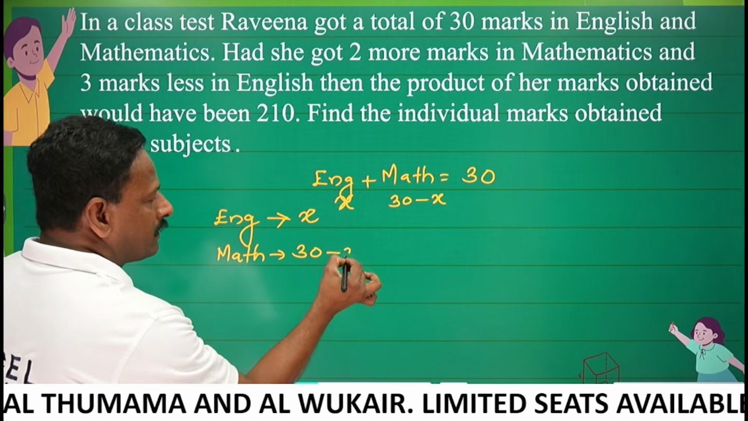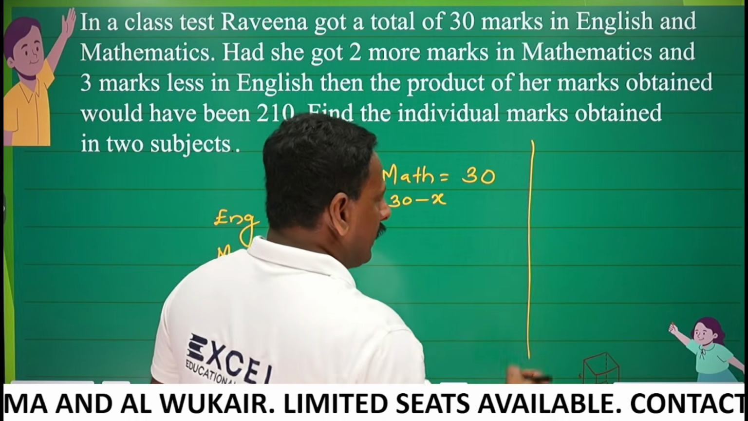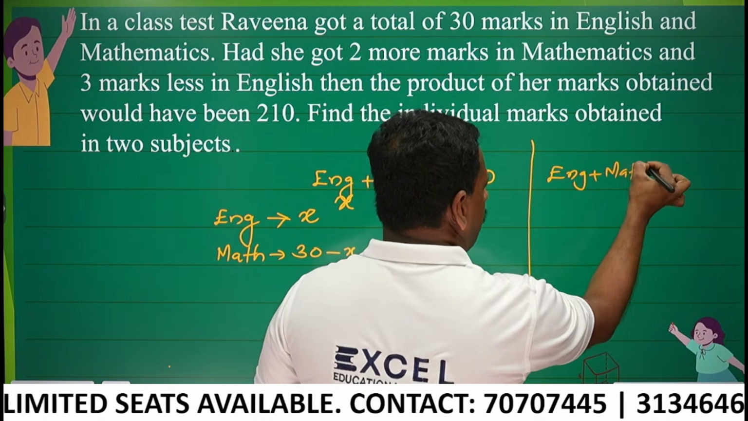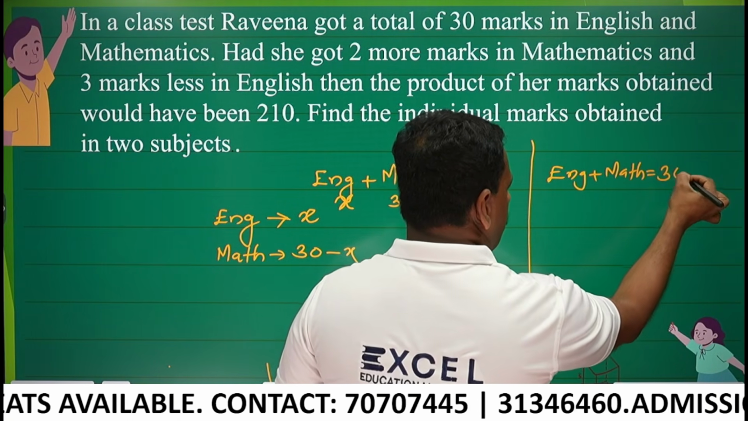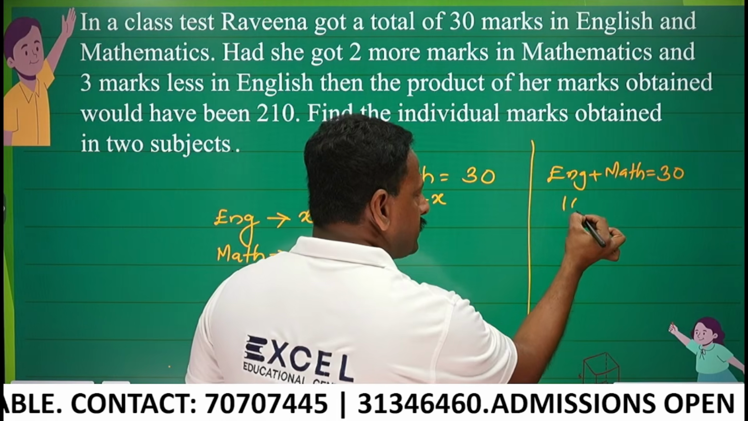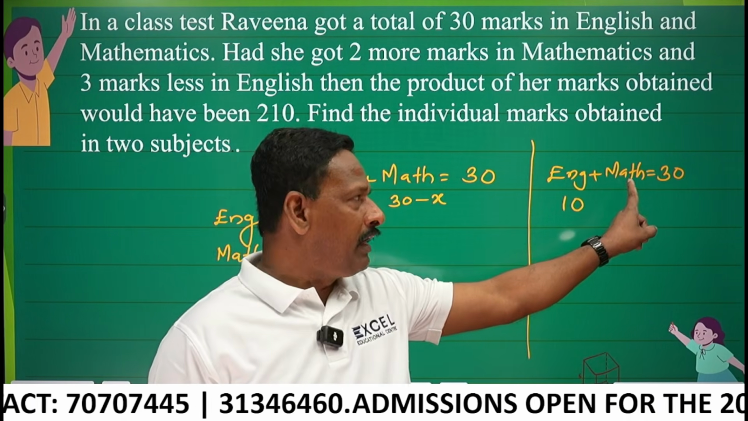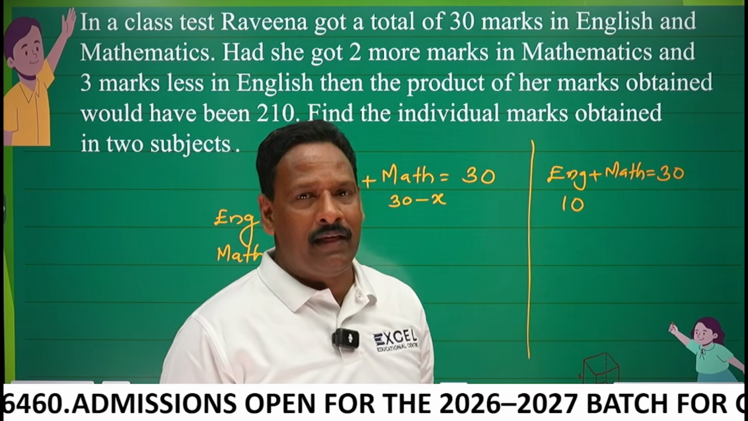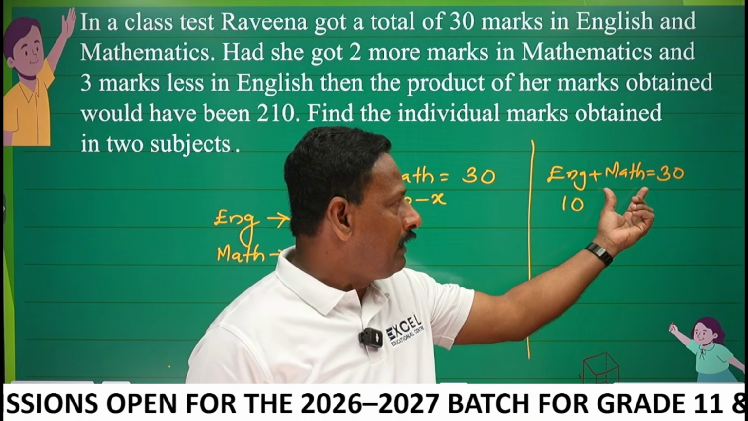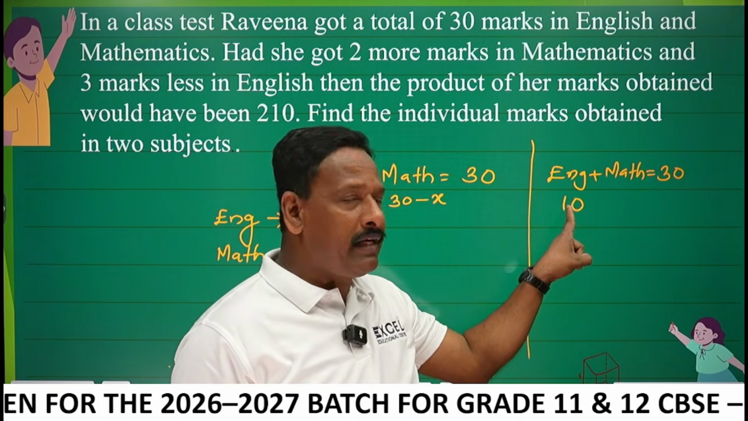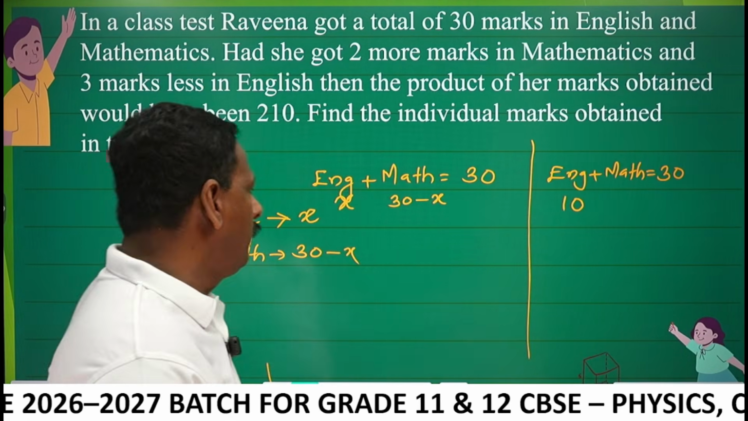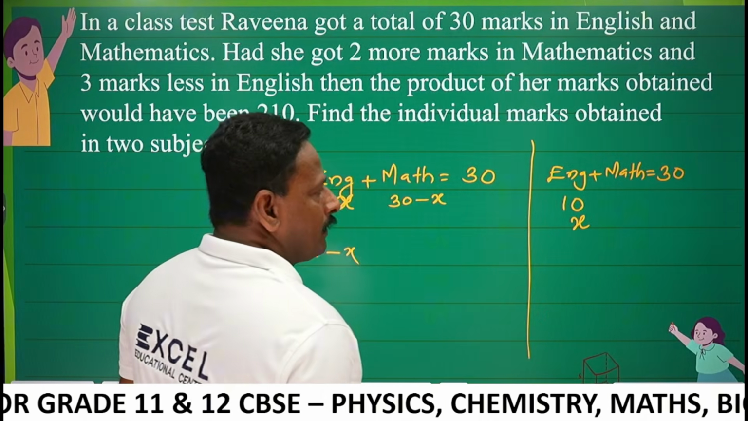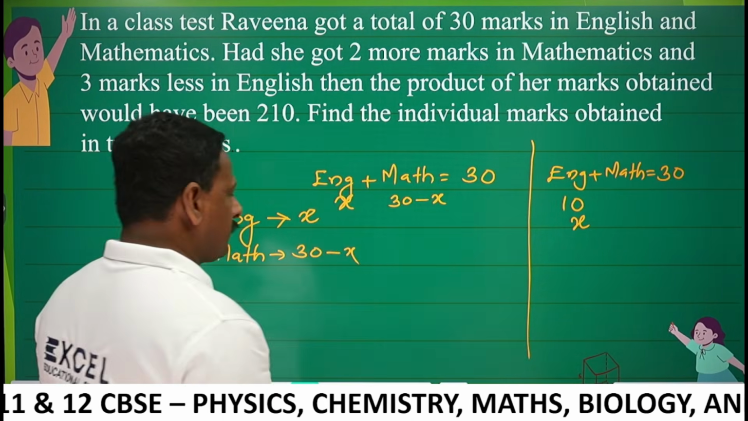30 minus X. What I said is, see, one example: suppose English plus math together you got 30 marks. Suppose the mark you got in English is 10. Then what will be the mark you got in math? It will be 20, right? How did you get 20? Because 10 plus 20 is 30, isn't it? That math mark will be 30 minus 10, that is 30 minus the English mark. So the same thing: in English, if you have scored X, then the math mark will be 30 minus X, right?